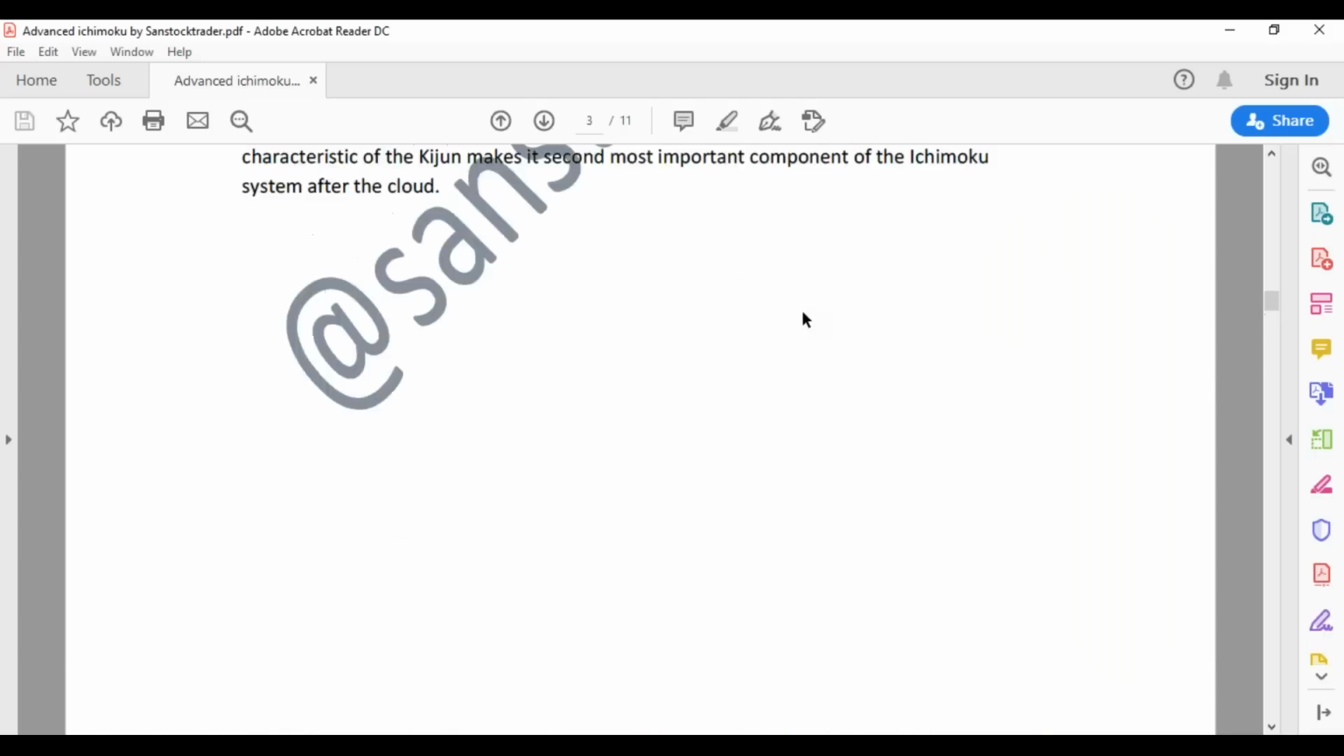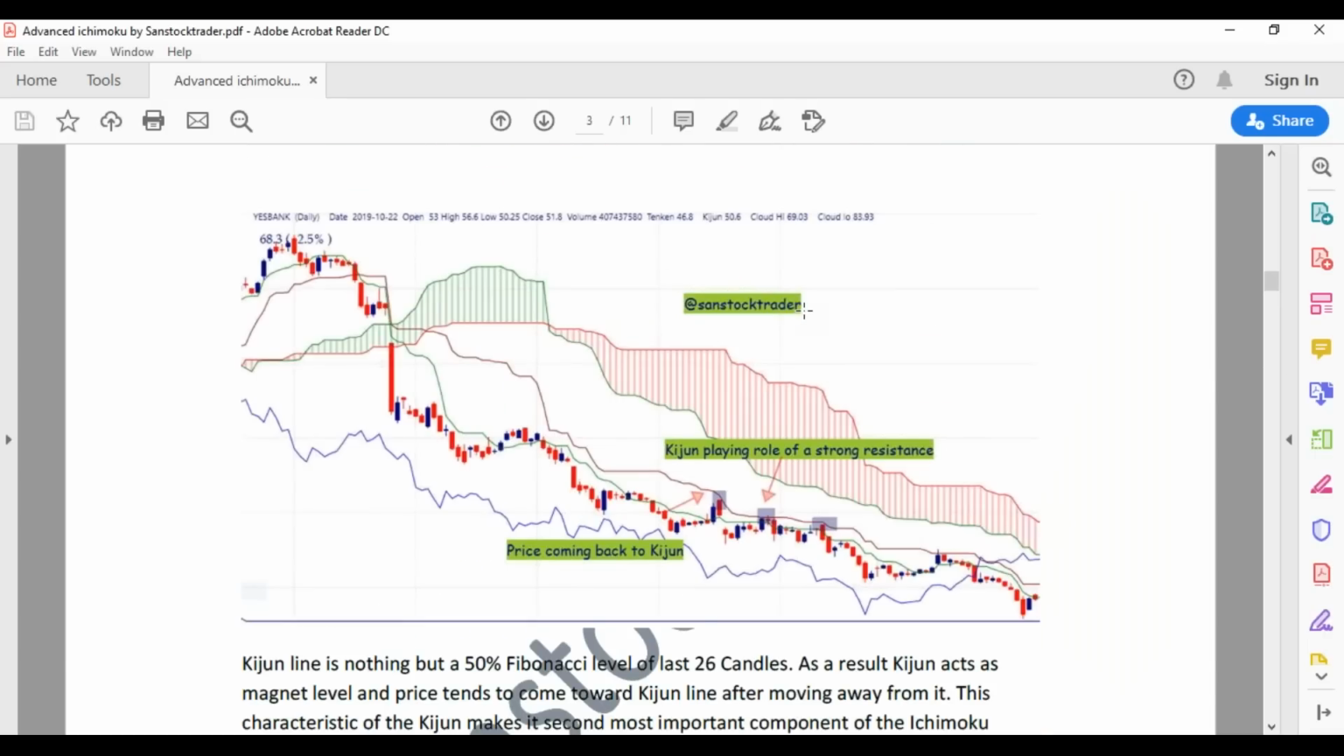So okay, before going into the strategy, let me also explain the importance of a Kijun. So Kijun not only acts as a magnet. Generally price tries to move to Kijun after price travels away from the Kijun. It's a kind of mean reversal. Whenever price travels away from the Kijun, after some time price will try to come back to Kijun. That's why those who use Ichimoku used to say Kijun acts as a magnet line.